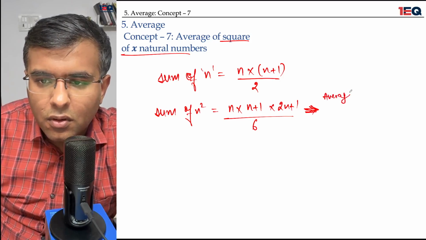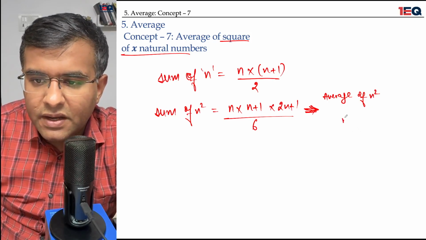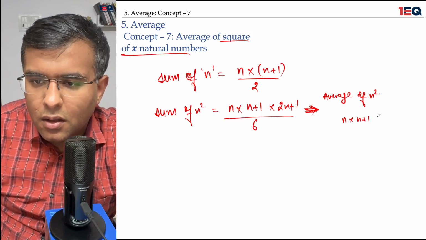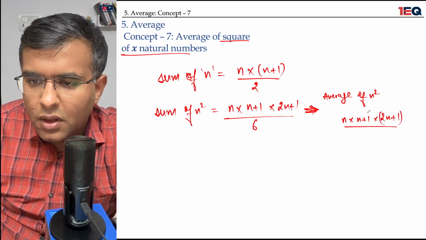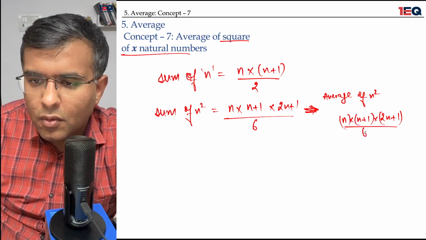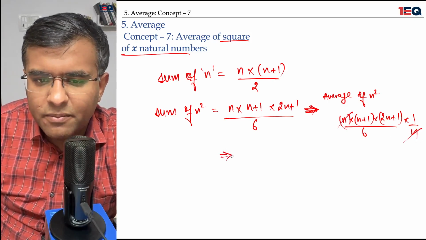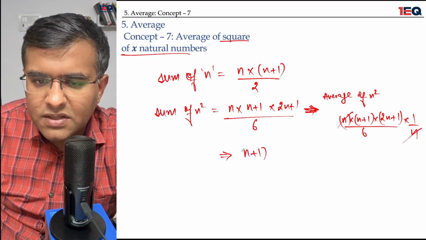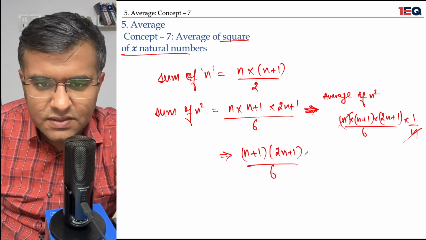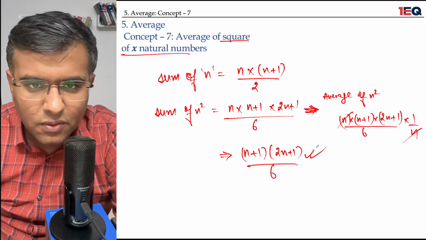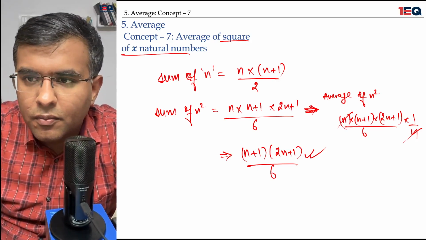I convert it into the average of n square. And how do I do that? I divide the entire thing by n, that is, multiply by 1 by n. The n gets cancelled by n. What am I left behind with? I'm left behind with n plus 1 multiplied by 2n plus 1 whole divided by 6. Okay, so this is what I'm left with. I hope I'm making myself very, very clear.